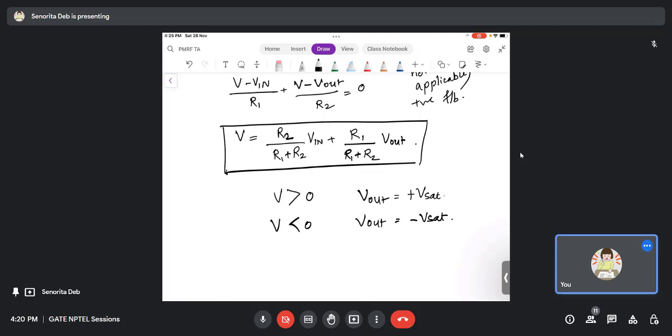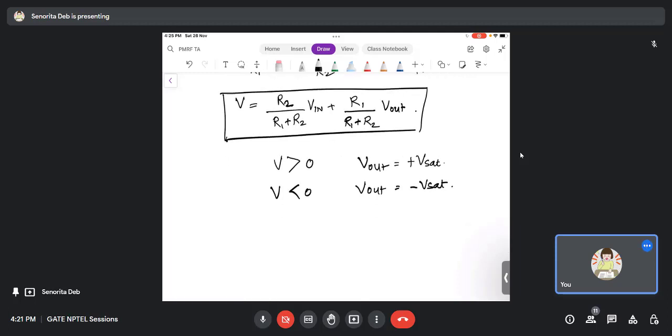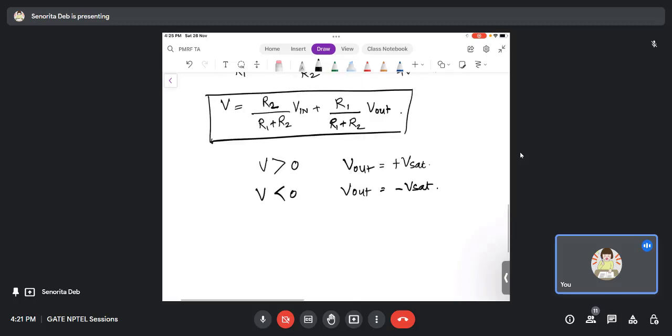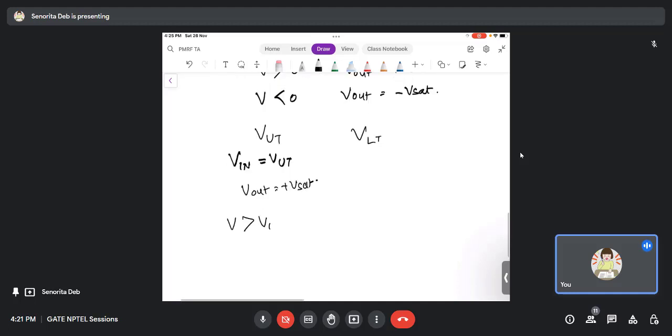So that means V equal to 0 is the point of transition. Then we define two voltages, which are called the upper threshold VUT and the lower threshold VLT. Whenever the input is equal to VUT, after that V out becomes plus V sat. So that means V greater than VUT gives you V out plus V sat.